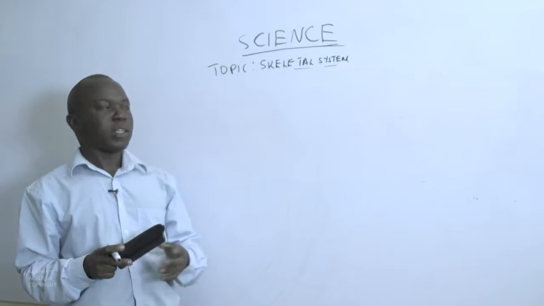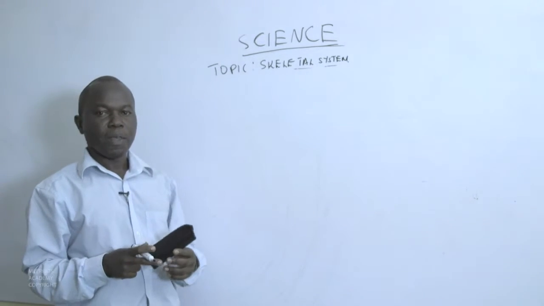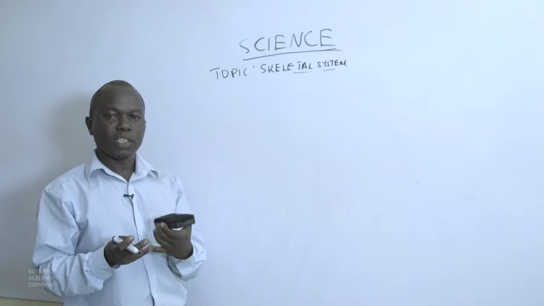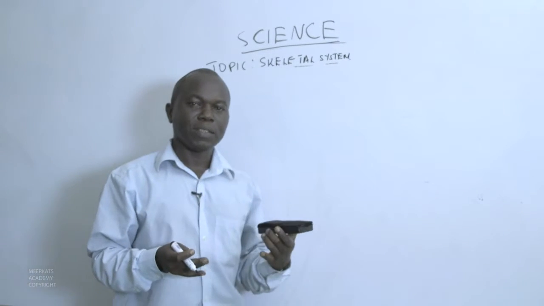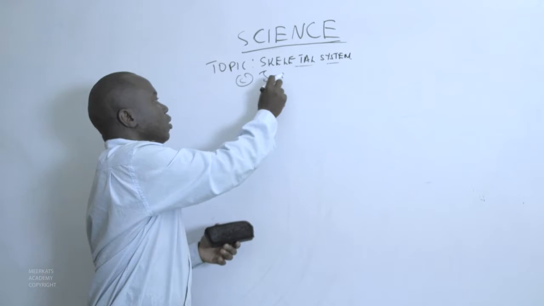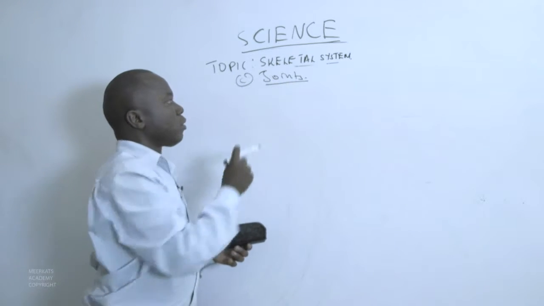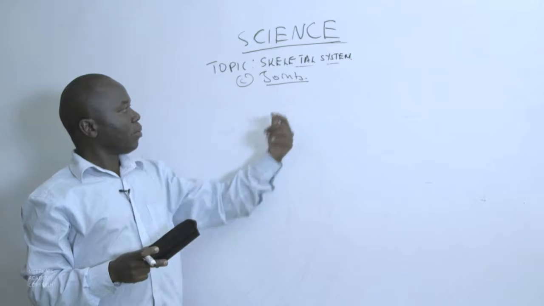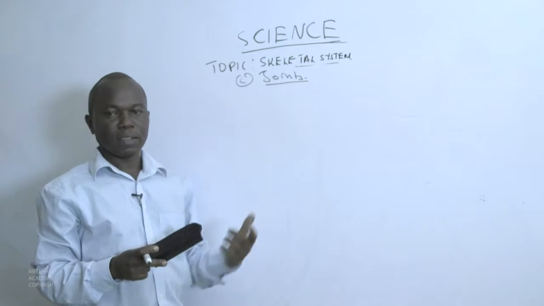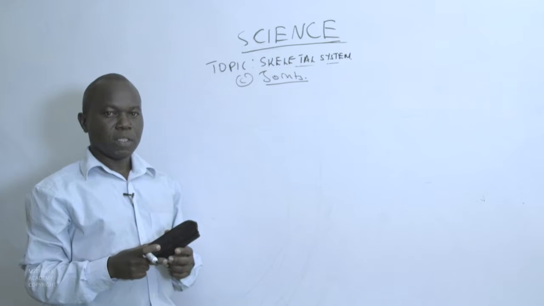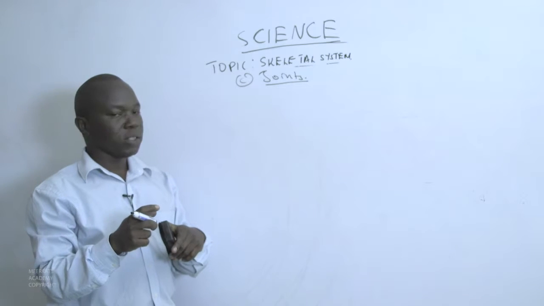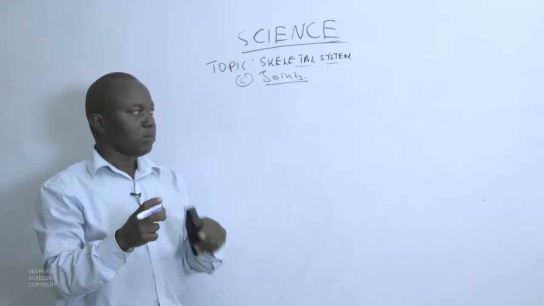Now, we said that we cannot talk about the skeletal system without looking at other parts. We have the axial and appendicular skeleton, but we also have joints. So our question today, as we look at the joints, will be, what is the meaning of the word joint? A joint is the point of articulation between two bones.